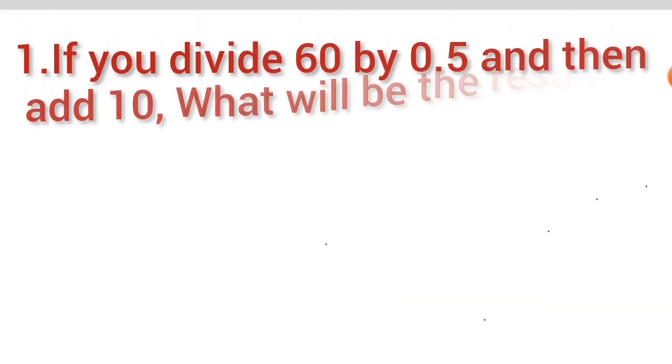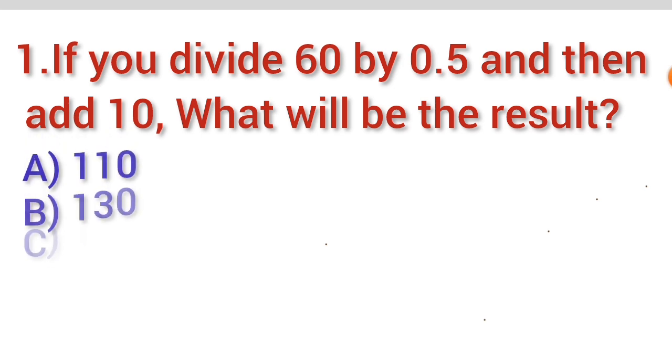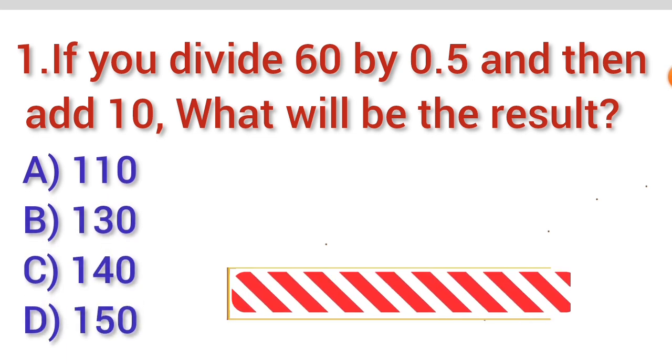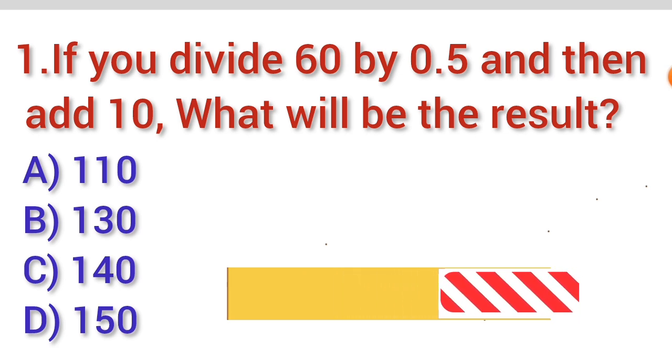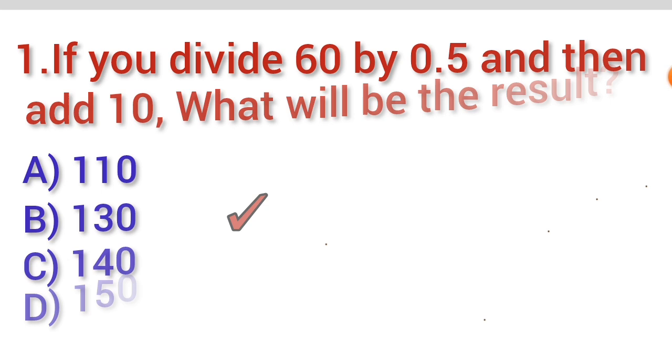First question. If you divide 60 by 0.5 and then add 10, what will be the result? Options: 110, 130, 140, 150. Option B is a correct answer. Now let's see the solution of this question.